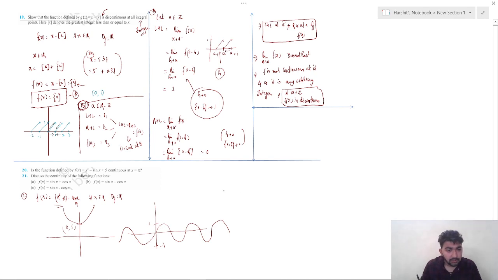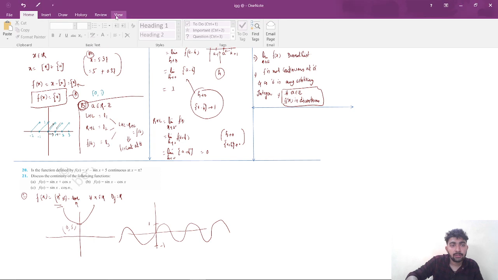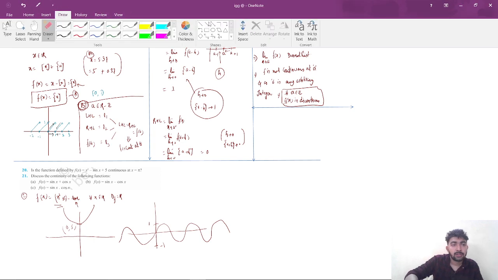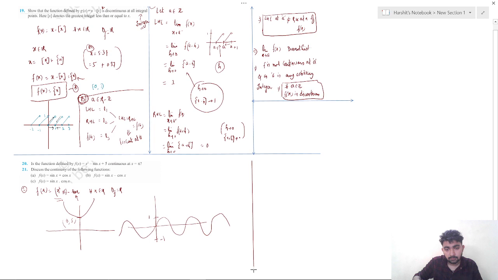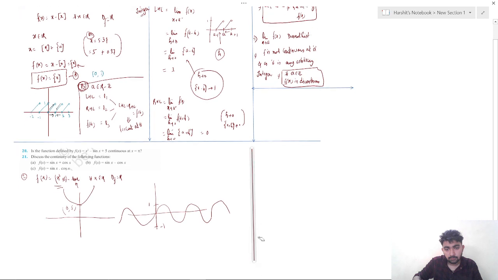This is one way to prove that the function is continuous at x equal to pi. But the other way to prove that the function is continuous at x equal to pi, you can observe here. I'll choose a different color pen.